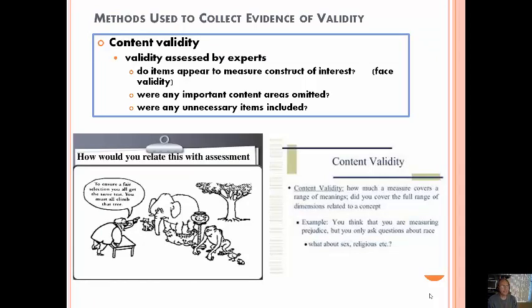Methods used to collect evidence of validity. Content validity, we've talked about a little bit, which is validity assessed by experts. And an expert doesn't mean necessarily an expert in a given field, although often that is what it means. But let's say we sat down and gave you a 100-question exam on the various facets of this particular course. Would the items that appear on the exam measure what's in the course? Were any of the areas omitted? Were any unnecessary items included, et cetera?